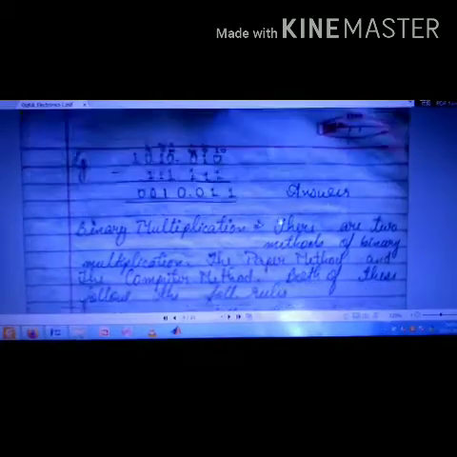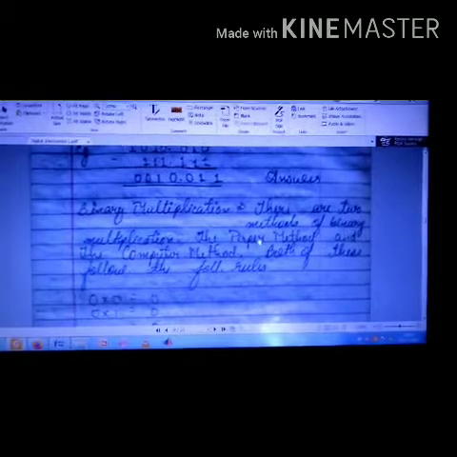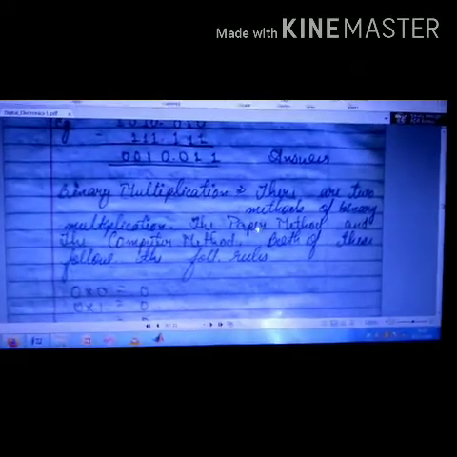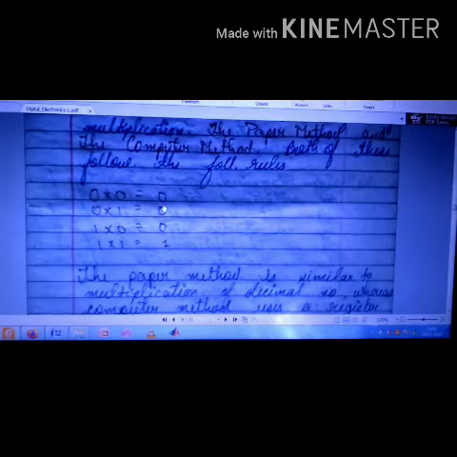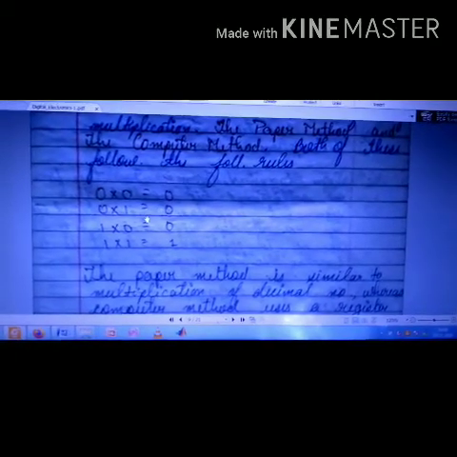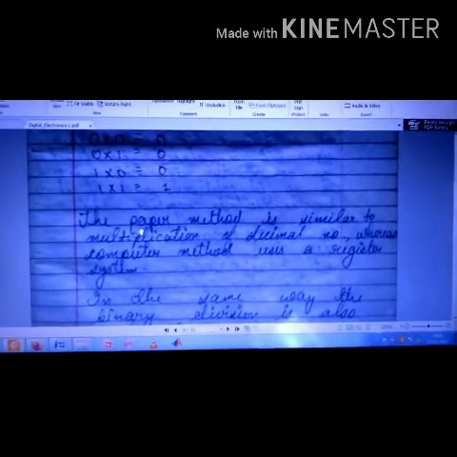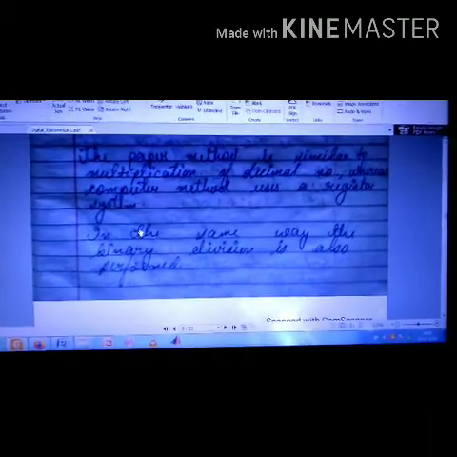Then comes binary multiplication. There are two methods for binary multiplication. One is the paper method and another one is the computer method. Both of these follow the same rules. These are 0 into 0 is 0, 0 into 1 is 0, 1 into 0 is 0 and 1 into 1 is 1. The paper method is similar to decimal multiplication and the computer method uses register systems. In the same way the binary division is also performed.